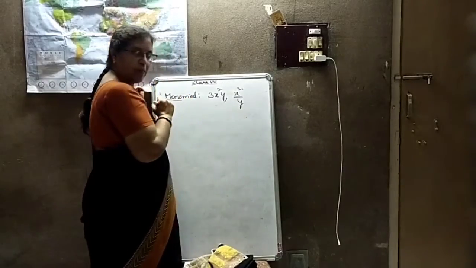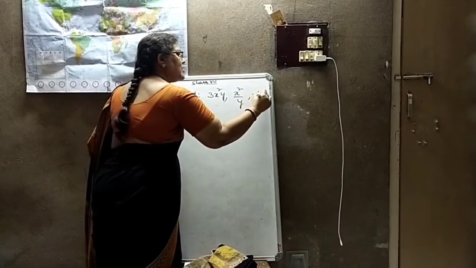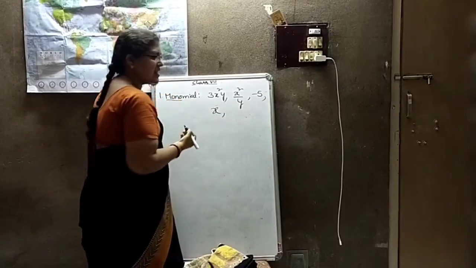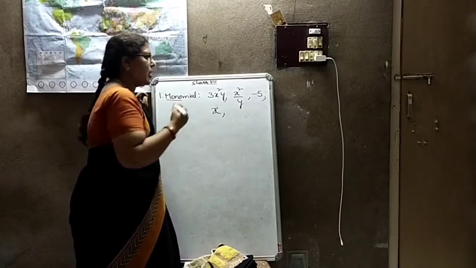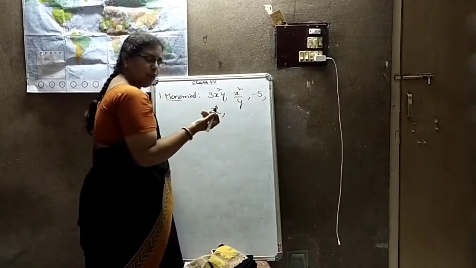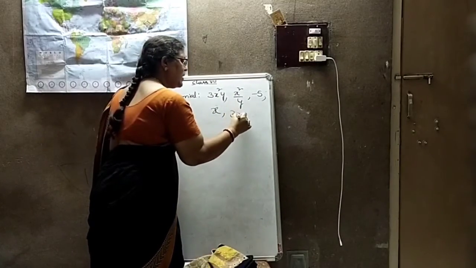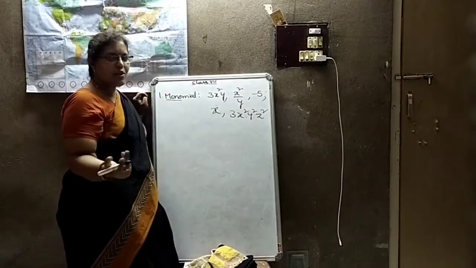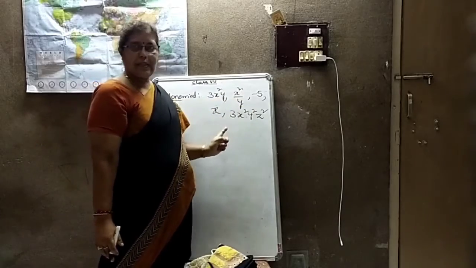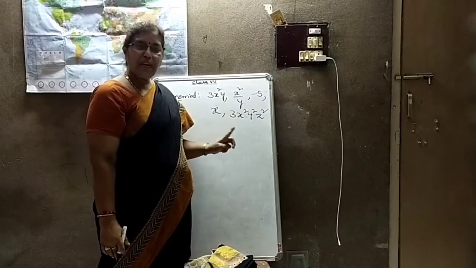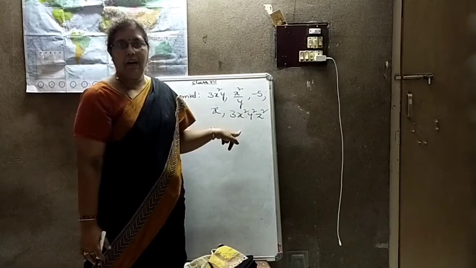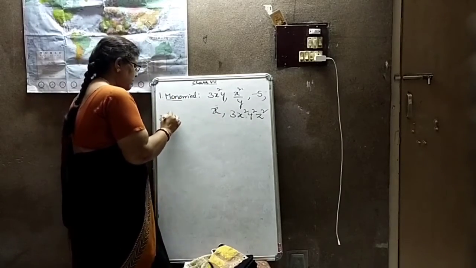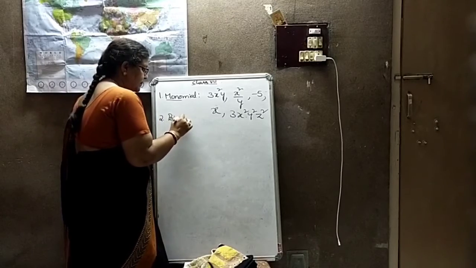This is also a monomial, and only a constant I wrote. This is also a monomial. Only a variable is given. This is also a monomial. Whatever the power is, you can use anything, and you can use more than 3 variables also, like y square, z square. So you can write like this also. All these are monomials, examples for monomials. The second one is binomial.